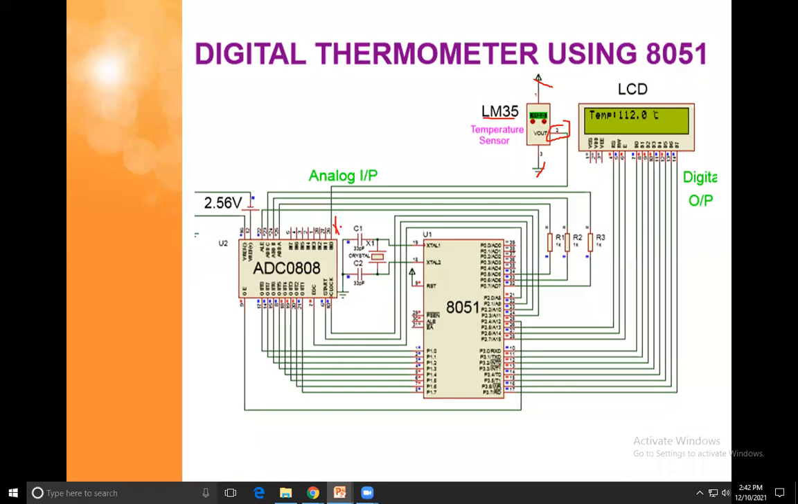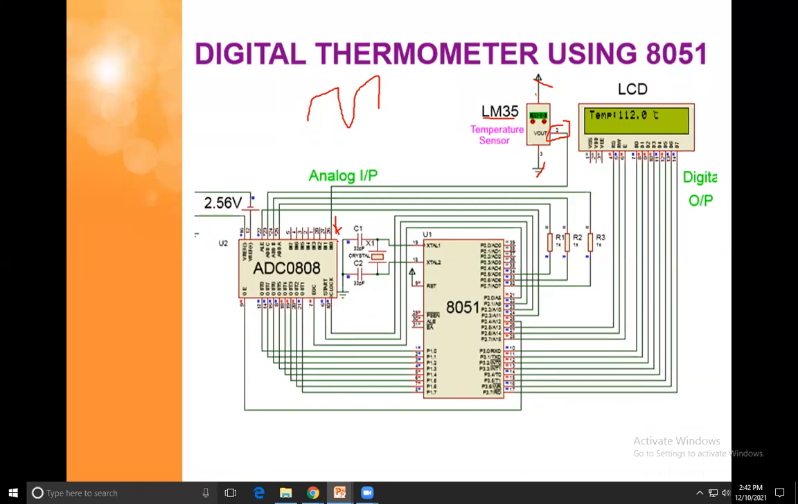See, temperature is not in digital form. You know that temperature is in analog form, because it increases or decreases depending upon the environment. So we have to connect this to the analog input.